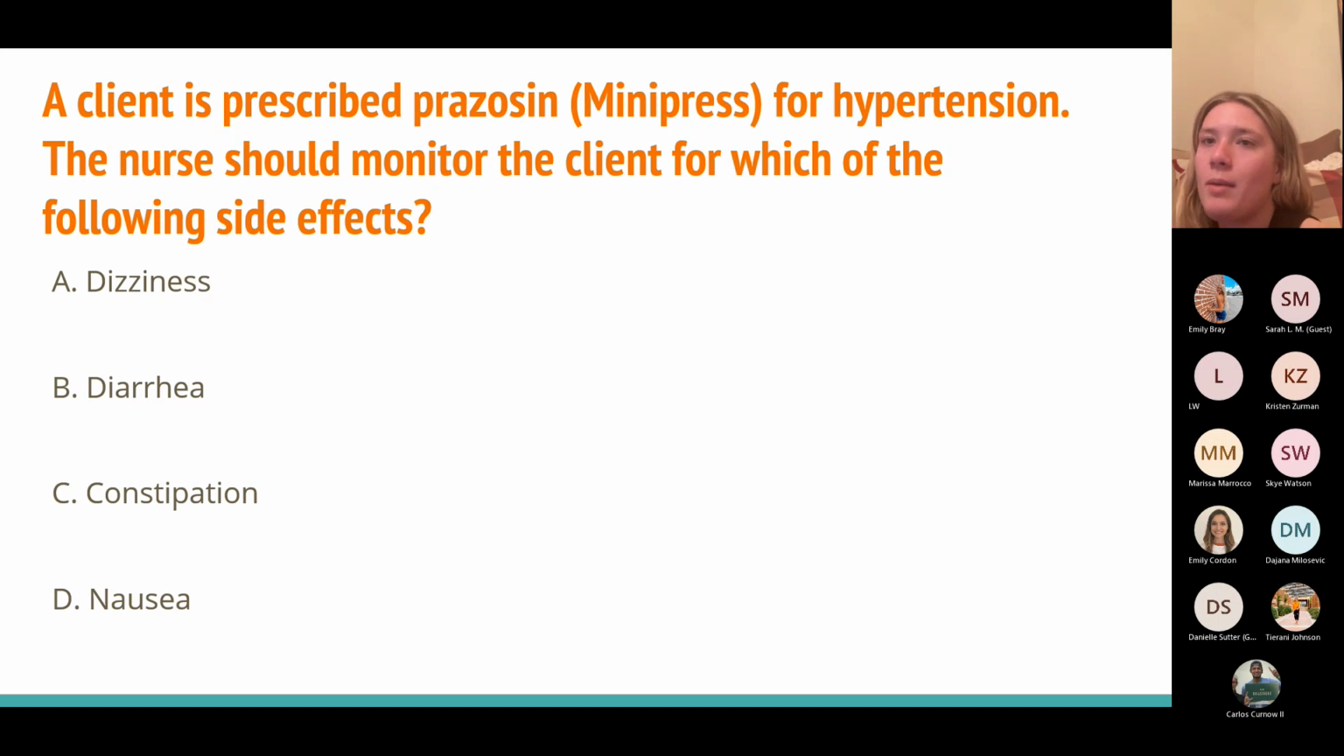A client is prescribed prazosin, also known as Minipress, for hypertension. The nurse should monitor the client for which of the following side effects. So what should we monitor for a patient with prazosin? And how would this impact our nursing care, really?